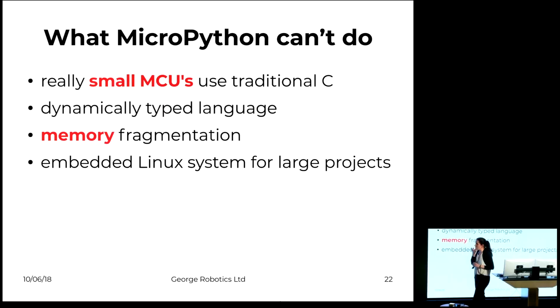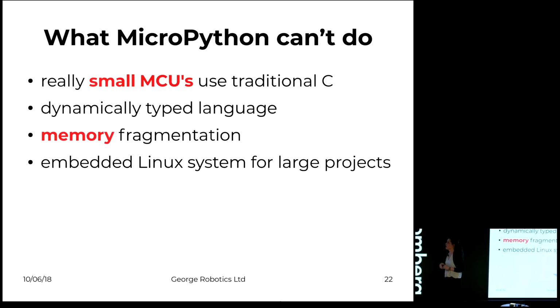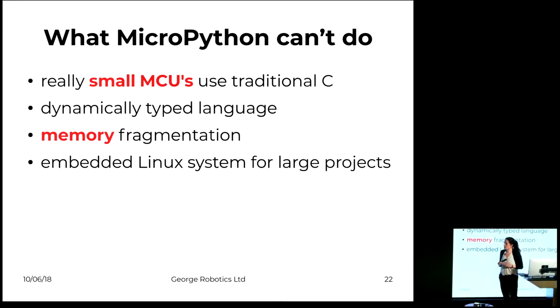And then, of course, there are things MicroPython is not so good at, or cannot do. If you have really small microcontrollers, it's best you use just traditional C. It's still a dynamic type language, so you really have to get your memory in order with the garbage collection. So if you generate too many objects, you have to keep that in mind. And if you're going with really large projects, you might prefer an embedded Linux system.